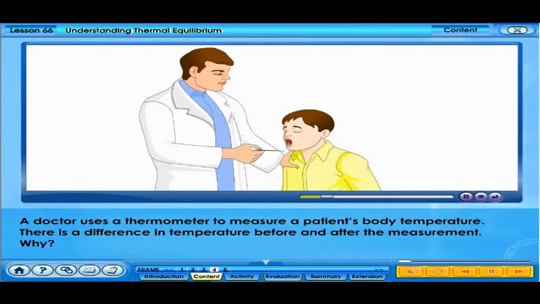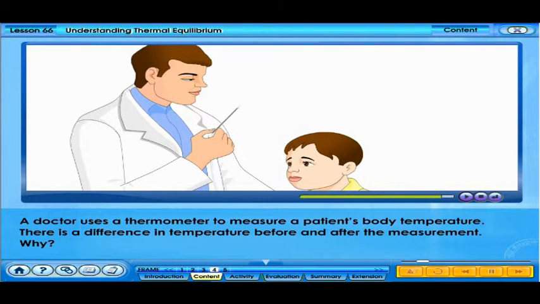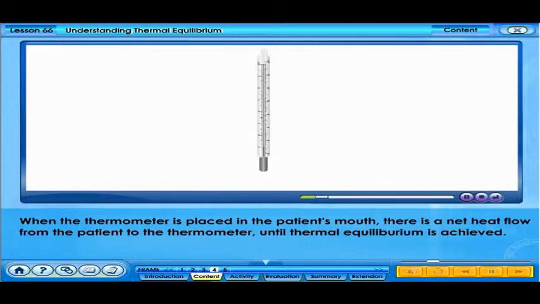A doctor uses a thermometer to measure a patient's body temperature. There is a difference in temperature before and after the measurement. Why? When the thermometer is placed in the patient's mouth, there is a net heat flow from the patient to the thermometer until thermal equilibrium is achieved.